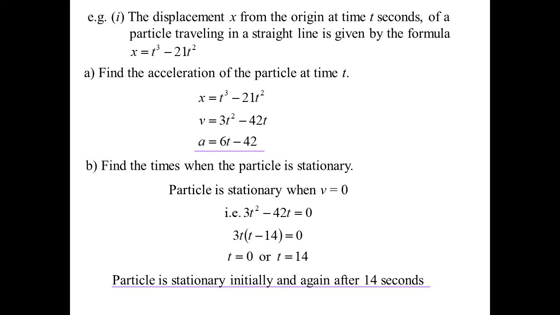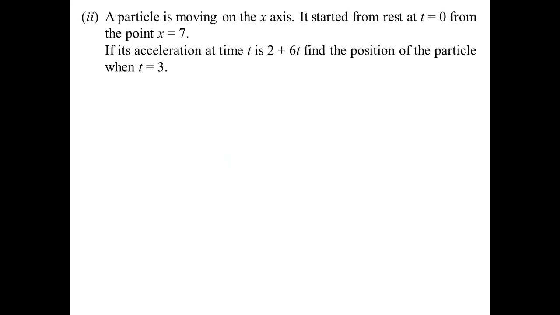All right, new problem. This time we've been given the acceleration. So the particle is moving on the x-axis again. Most of the stuff we're looking at is just straight line motion. It starts at t equals 0, but it starts not at the origin this time, but at x equals 7. Its acceleration is given by the formula 2 plus 6t. We want to find the position when t equals 3, so after 3 seconds.